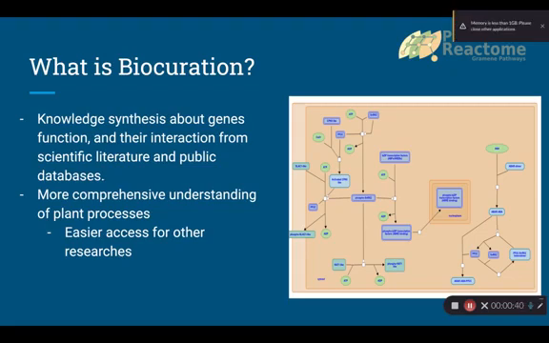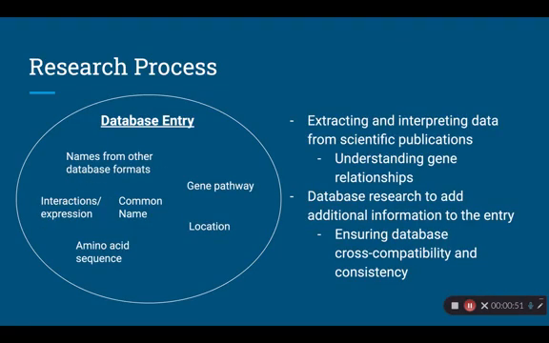This is a pathway diagram of the species I worked on, Oryza sativa. This example is the ideal of biocuration, an information-dense but relatively simple map of the gene interactions in a pathway. The research process of biocuration involves extracting and interpreting data from scientific publications.